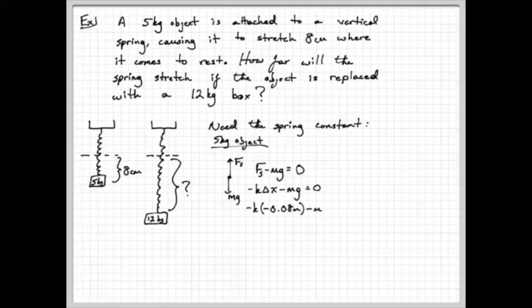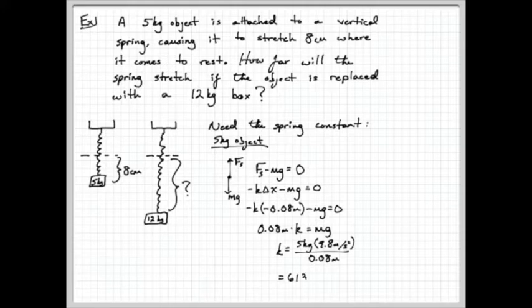So the displacement was negative 0.08 meters from equilibrium. And so when we separate this out, the negatives are going to cancel. And we get 5 kilograms times 9.8 divided by 0.08 meters, which gives us a total of 613 newtons per meter for our spring constant. So now we can go to the 12 kilogram box.